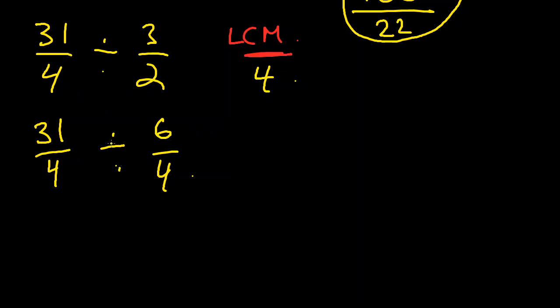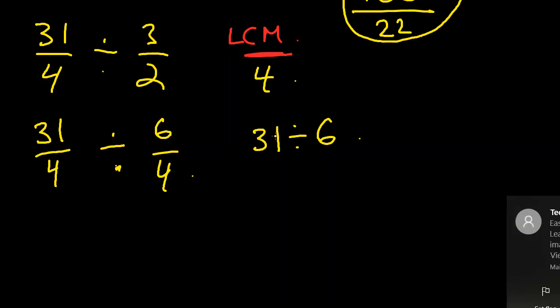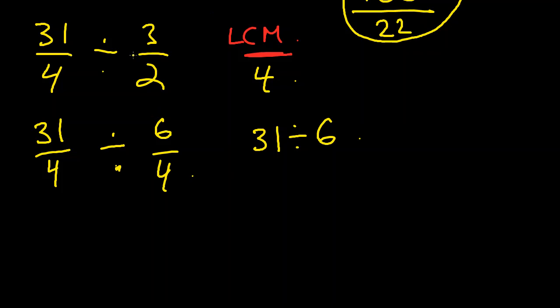So now once you have done that, you have to divide the numerator of the first fraction by the denominator of the second fraction. Okay, and that gives you the answer of this problem. So what do I mean by that? So since now we've written both fractions in terms of their lowest common denominator, we have to divide the numerator of the first fraction by the numerator of the second fraction. Okay, so we have to divide 31 by 6. And when we do that, that will give us the answer to our problem.